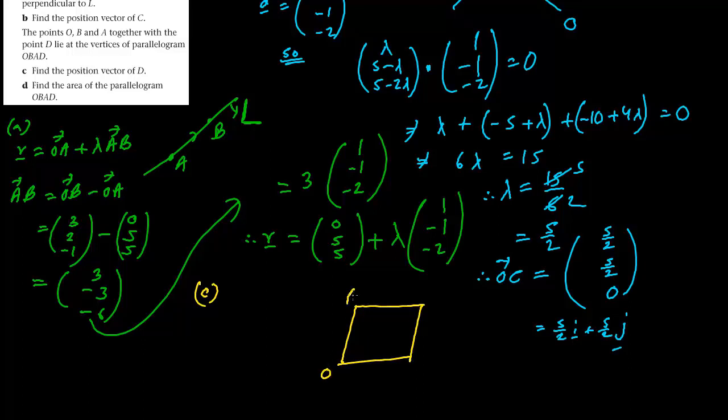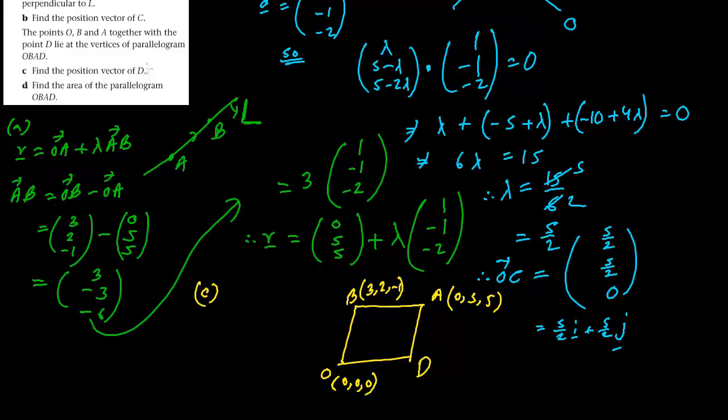So OBAD. The lettering is very, very important. We have to follow the order they're writing it here. So we know what B is. B is 3, 2, minus 1. A is 0, 5, 5. O is 0, 0, 0.